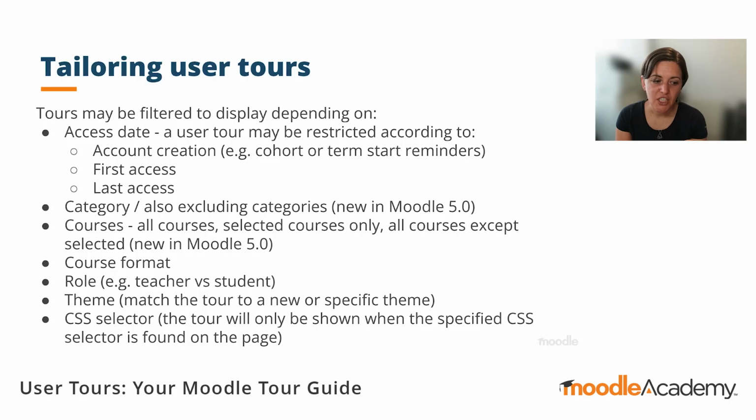And as I mentioned, this CSS selector will only show the tool when the specific selector is found on the page. So if you have a specific item that only shows in certain courses, the tool, if you use that for your filtering, will only show in there. But you can use many or one or none of these filters if you want things to display automatically on everything, or on specific activities, etc.